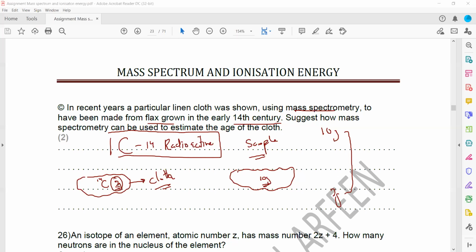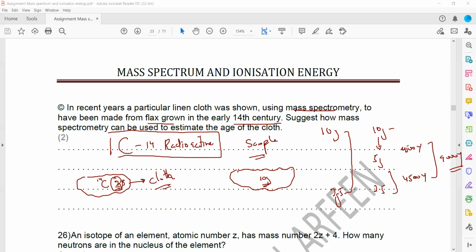So how many half-lives are there? 10 gram changes into 5 gram, then 5 gram changes into 2.5. So for example, we have 2.5 gram of carbon. How many half-lives are there? 2 half-lives are there, and the half-life of carbon 14 is 4,500 years. So we can estimate that this sample is about 9,000 years old.